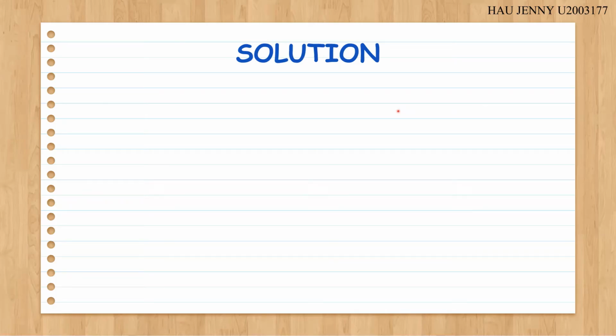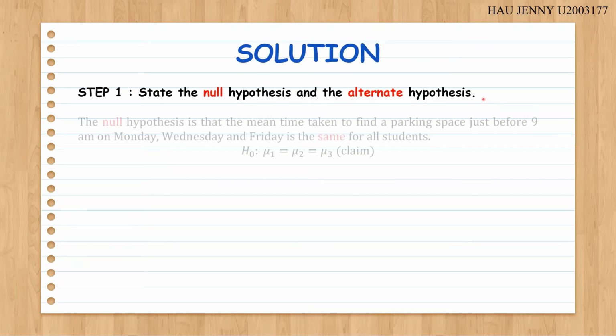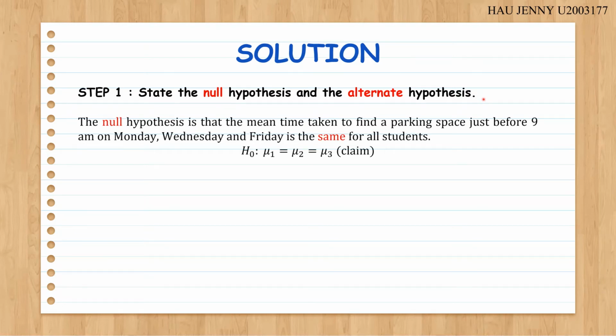There are 7 steps in total in order to solve this question. I will go through the steps one by one. Firstly, we need to state the null hypothesis and the alternate hypothesis. The null hypothesis is that the mean time taken to find a parking space just before 9 a.m. on Monday, Wednesday, and Friday is the same for all students. That means H sub 0 is mu sub 1 equals mu sub 2 equals mu sub 3. This is also the claim.